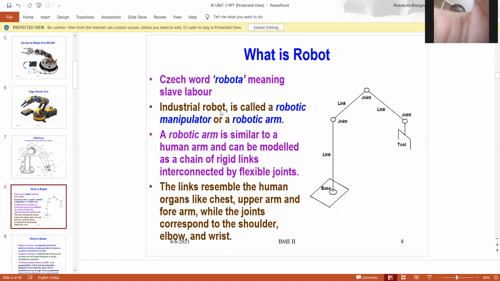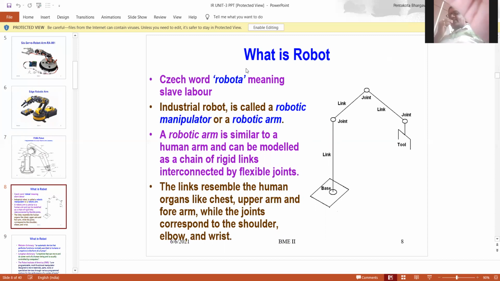Next, what is a robot? Robota means slave labor. Here the human labor can be saved; twelve laborers' work can be done by one robot system. So that is the slave labor. What is the industrial robot? The industrial robot is called a robotic manipulator or a robotic arm. In all these units you will discuss only the robotic arm.